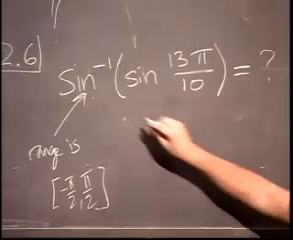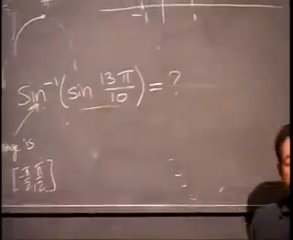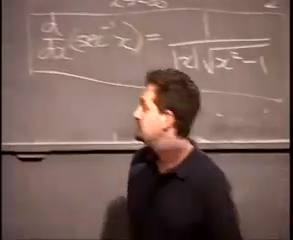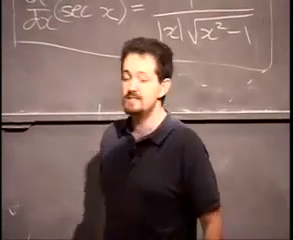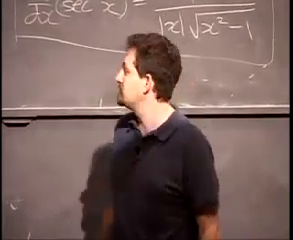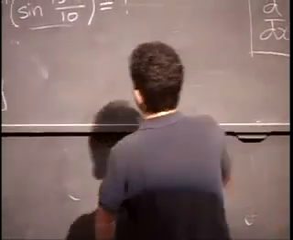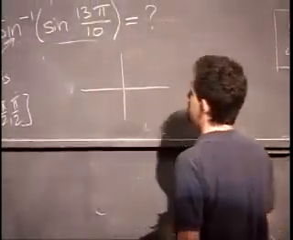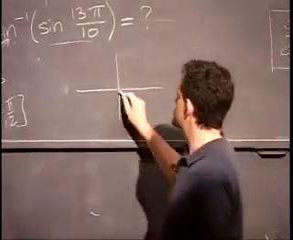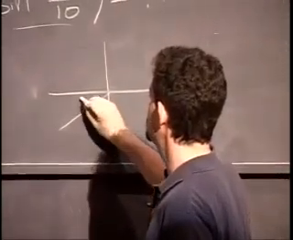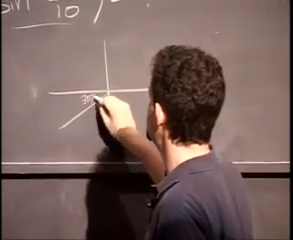So when you take inverse sine of this, the answer cannot be 13 pi over 10, because 13 pi over 10 is bigger than pi over 2. So that cannot be right. What is the correct answer? Well, in order to really get it down, the best thing to do is to draw a picture of it. And 13 pi over 10 is a little bit bigger than pi. In fact, it's pi plus 3 pi over 10.